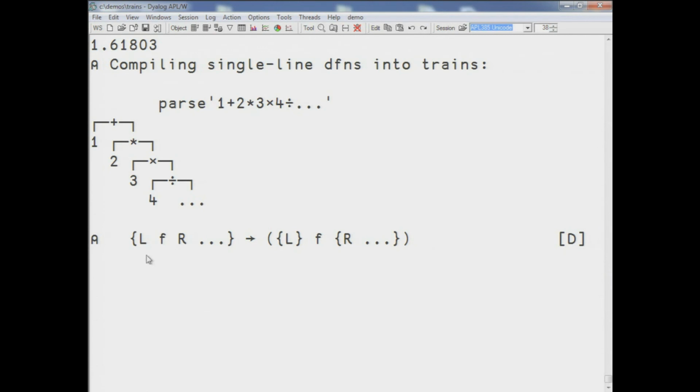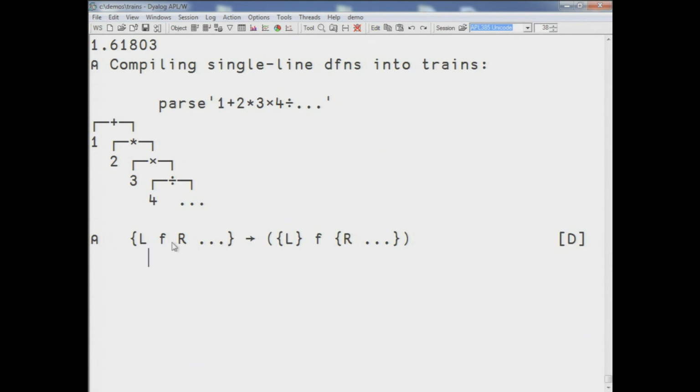If you can express it in a dfn with embedded alphas and omegas sprinkled around and constants, then this function is equivalent to this train. And what's happening here is whatever the expression to the left of the function, possibly parenthesized, becomes a dfn to which alpha and omega are passed, then the function, and then the right part of the expression to which alpha and omega are passed. So these two things are equivalent.